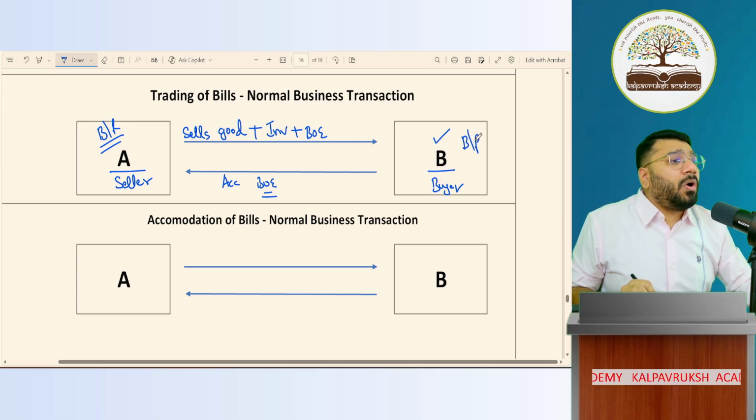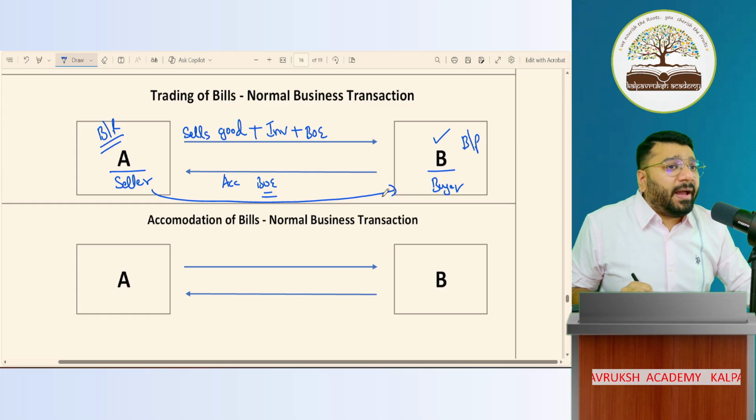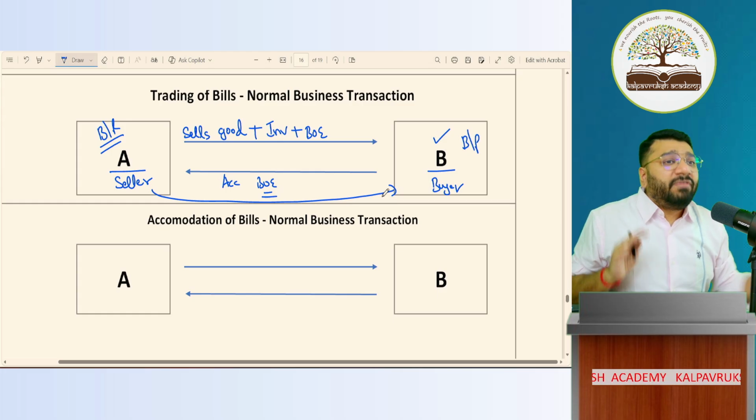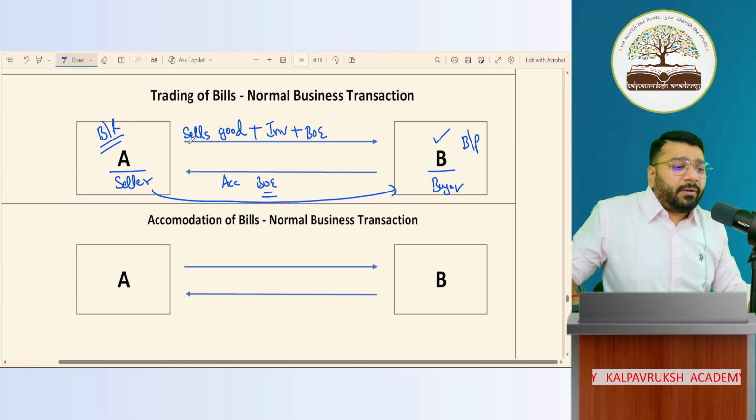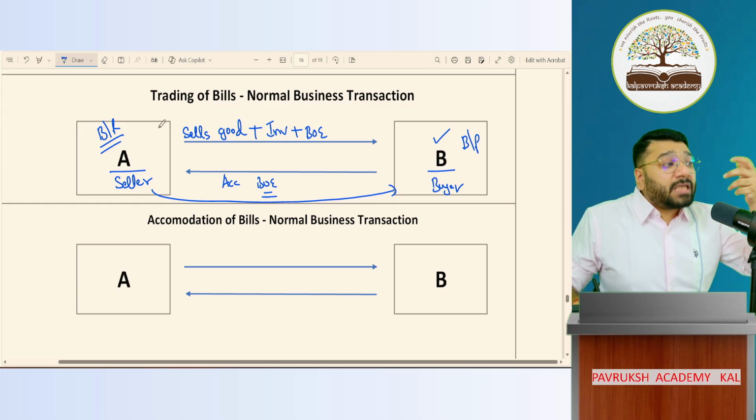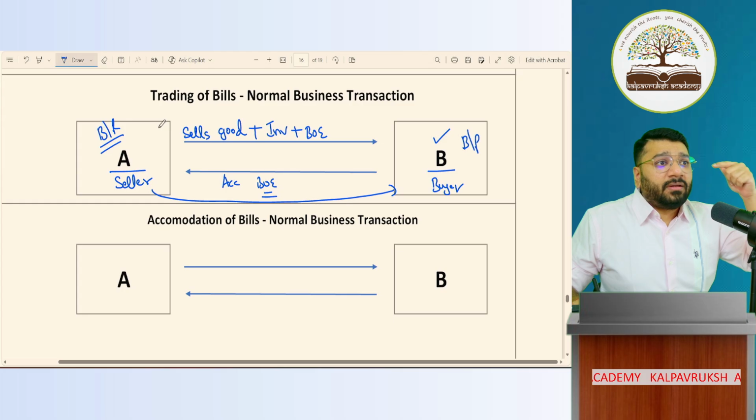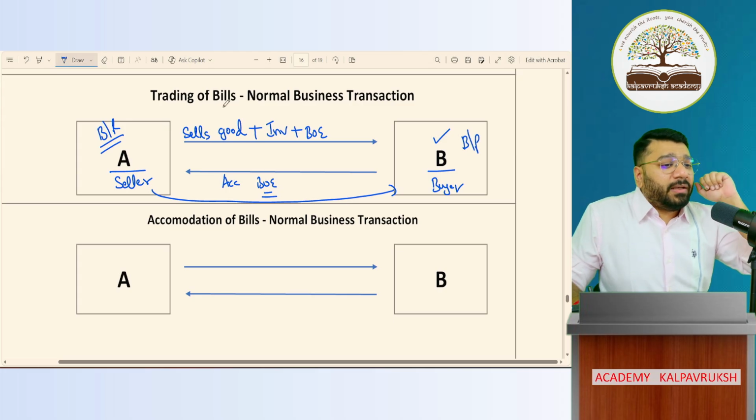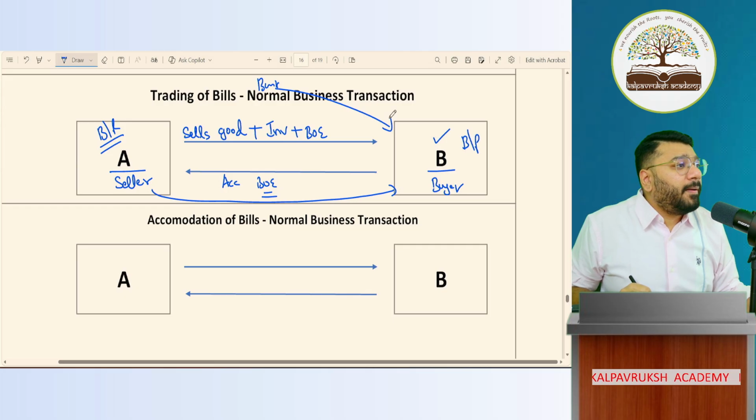On the maturity date, what does A do? A will present the bill to the buyer and the buyer is supposed to honor the bill. With that, the transaction is over. Got it? This is one scenario. Second scenario is what? A will discount this bill with the bank in case he's in need of money. Clear or not clear? In that case, who's the holder of the bill? The banker is the holder of the bill. So the banker will present the bill to the buyer and the buyer has to honor the bill and make the payment.